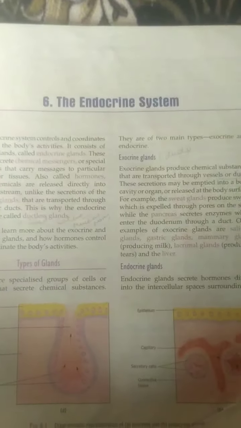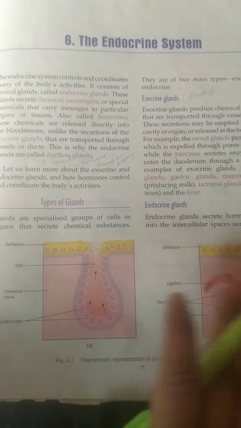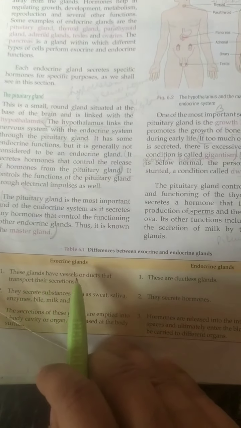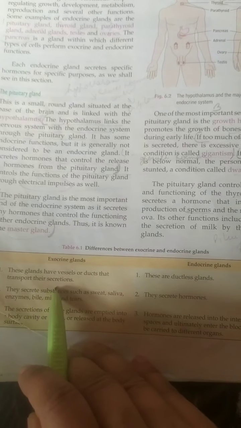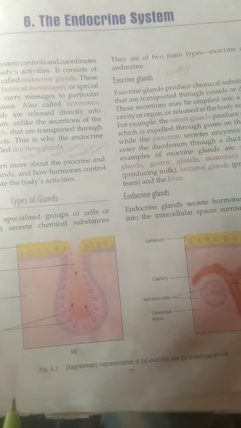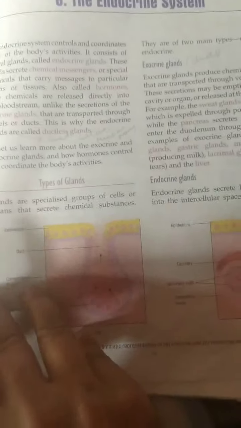So we will go through the diagram. What is the basic difference between these two? For that you have to open page number 76. Exocrine glands have vessels or ducts that transport their secretions. Along with the diagram we will discuss. And endocrine glands are ductless glands. So here in your book 2 diagrams are given. First one is the exocrine gland and second one is the endocrine gland.